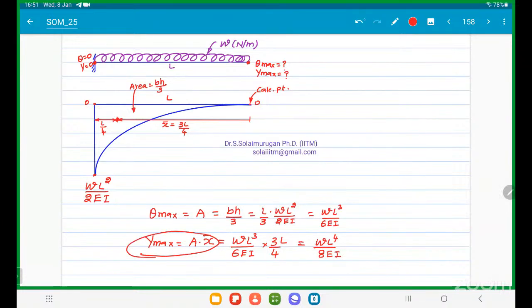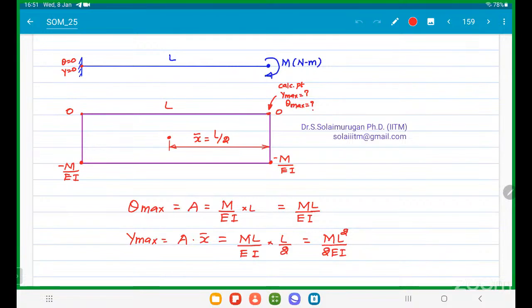Deflection equal to A into X bar, so same area. X bar is the distance between calculation point and centroid of the selected area. Area already done. This is X bar. Substitute this, you will get small w L power 4 by 8EI. Okay. Done.